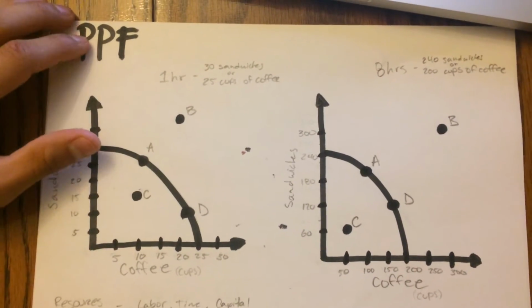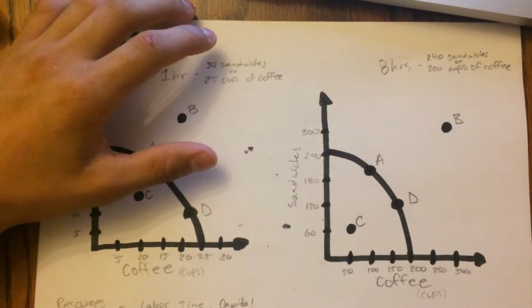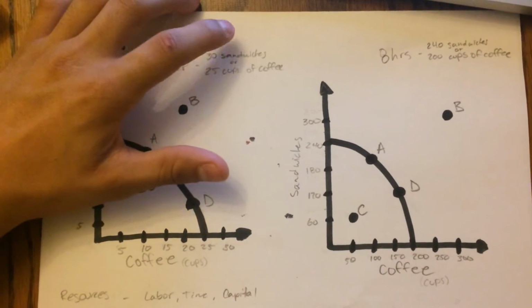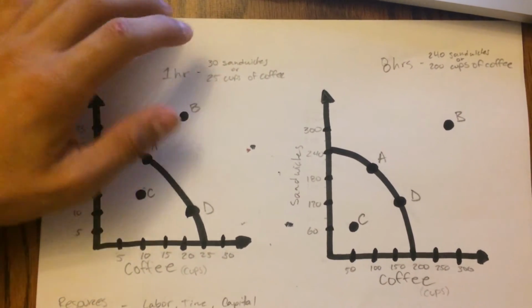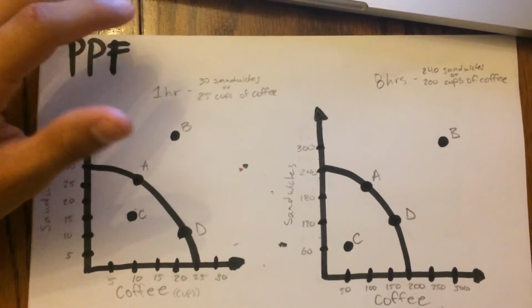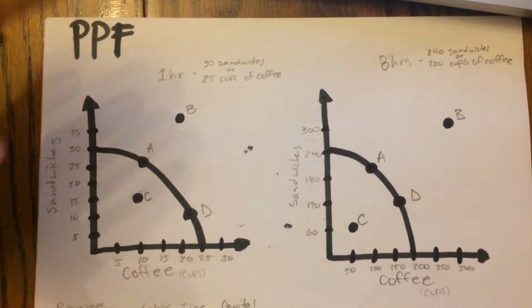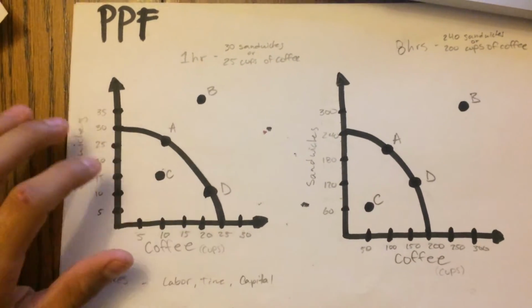Alright, so these are my two PPF graphs for the 1 hour and the 8 hours. The two goods I used were sandwiches and cups of coffee. In 1 hour, I'm able to make 30 sandwiches and 0 cups of coffee, or 25 cups of coffee and 0 sandwiches. And those are represented by the endpoints of my curve.